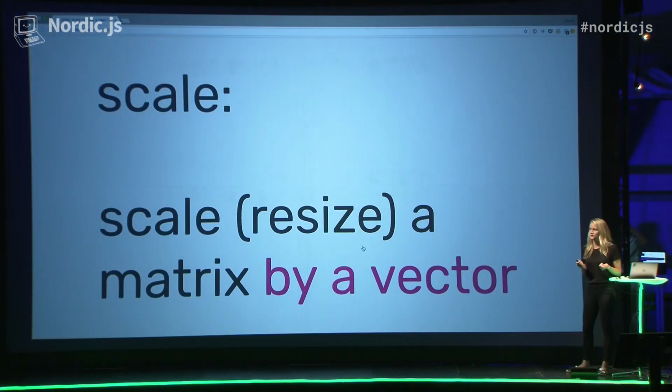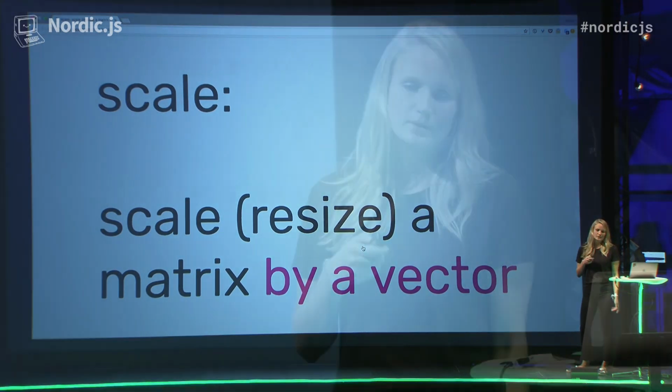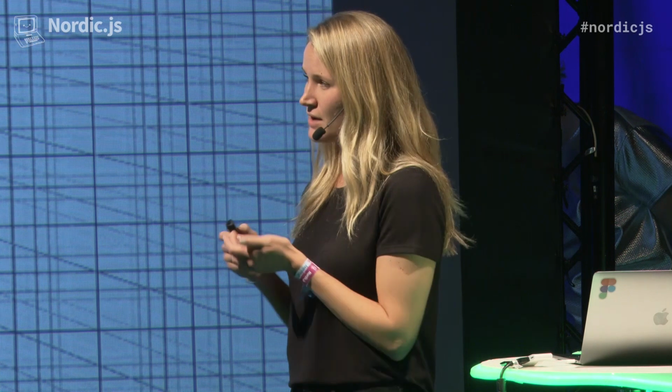And the final matrix transformation I want to talk about is scaling. And that's when you scale or resize a matrix by a vector, not by a scalar. If you resize it by a vector with different vector components, then it will resize differently in different dimensions. So here's an example where we scale a model by a factor of 1/2 in the x dimension.